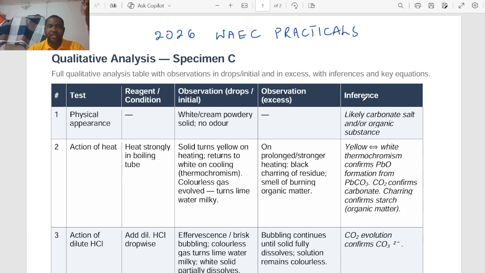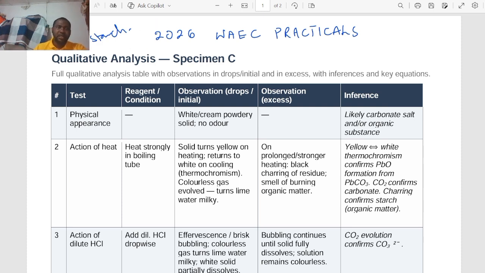In this video, I'm going to be going through the qualitative analysis aspect of the practicals for candidates that will be writing in 2026. There is so much to learn here. The specimen for the analysis is supposed to be a mixture of lead carbonate and starch. In this video, I'm going to show you some of the properties of lead carbonate and starch, and some of the tests that can be used to distinguish them.